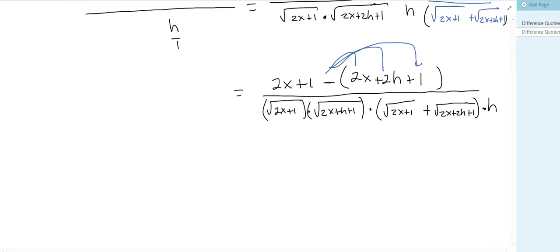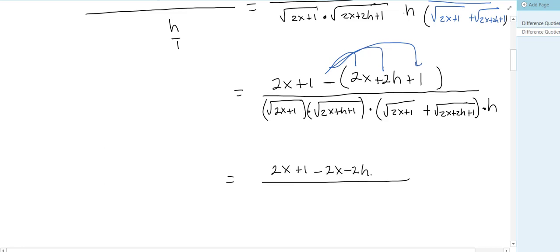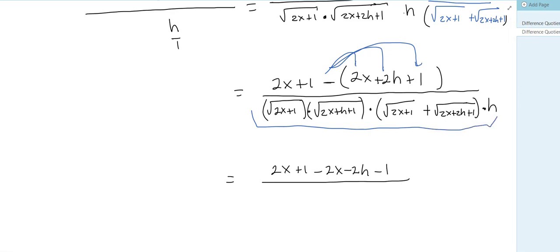So when we distribute that negative, what do we get? In the numerator, I get 2x plus 1 minus 2x minus 2h minus 1. And my denominator will stay the same. So I'm going to call this D for denominator, just to save a little bit of time because I don't want to write the whole thing out. So D and times h. Right, I'm just calling the stuff in parentheses D.